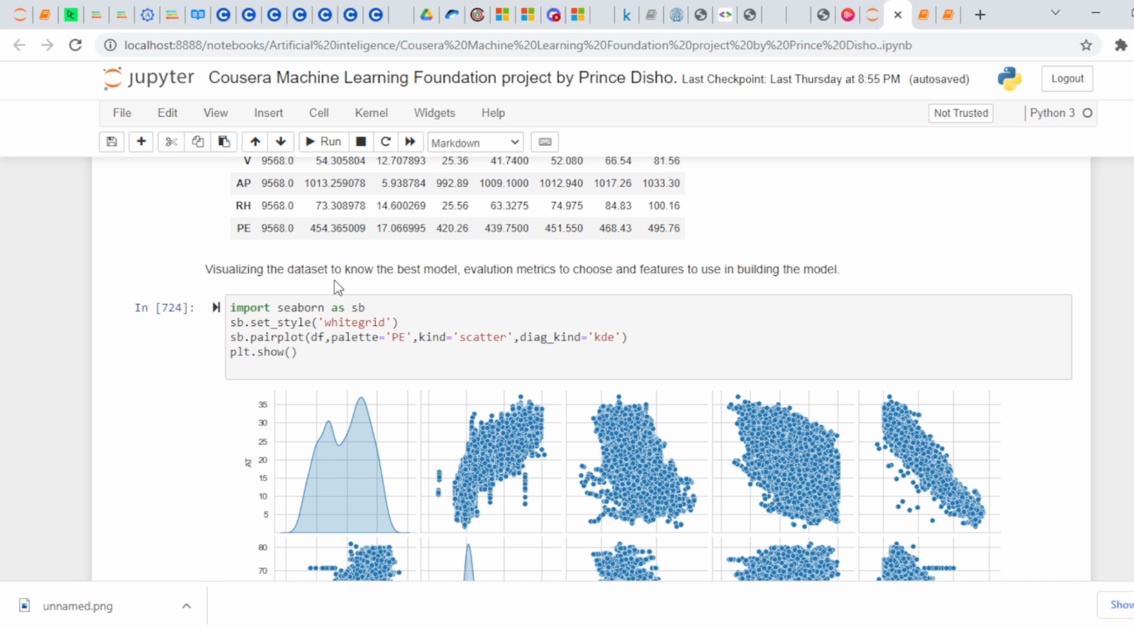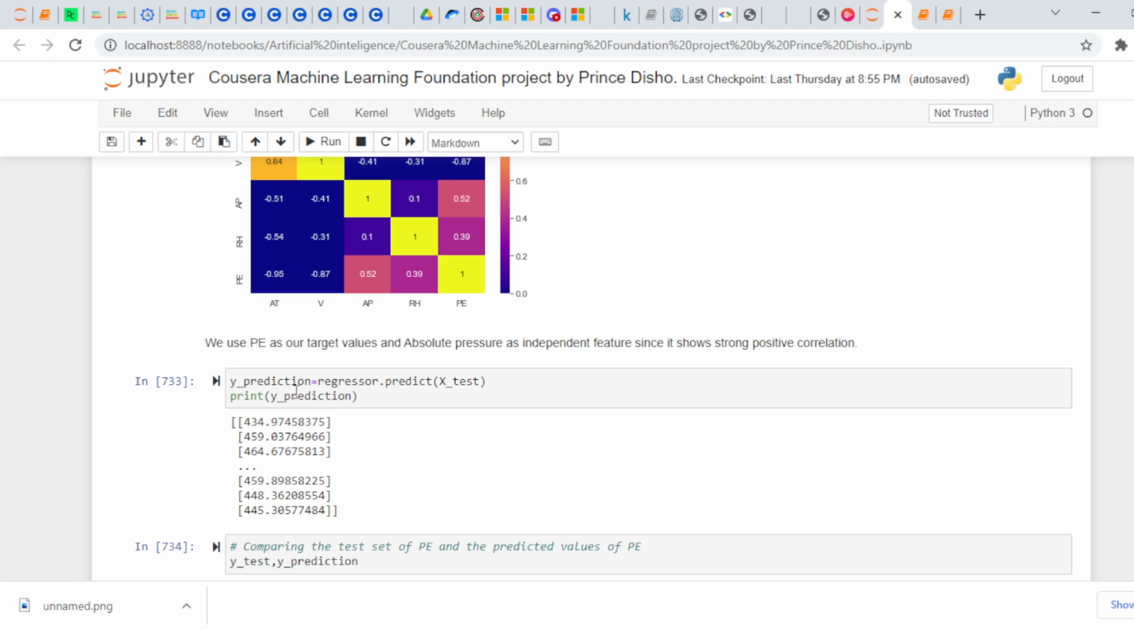After drawing the correlation matrix, now I obtain my y prediction. My y prediction is the electrical power output which I'm trying to predict from the combined cycle power plant. So these are my predicted values that my model has predicted. y prediction is equal to regressor.predict(x_test). X test is the data that you split at the top. So these are the values that my model has predicted.